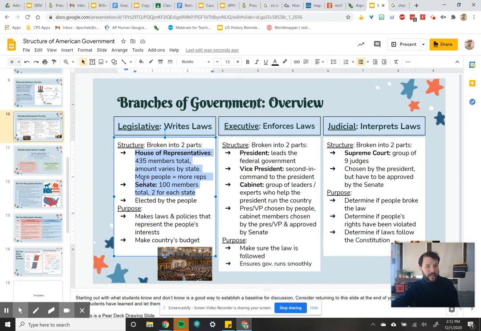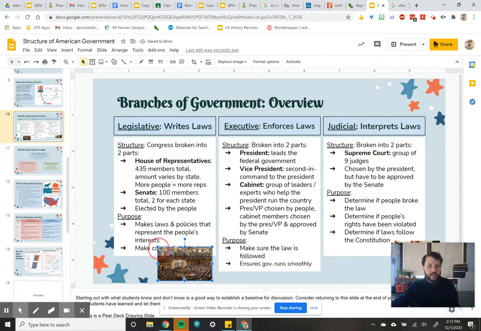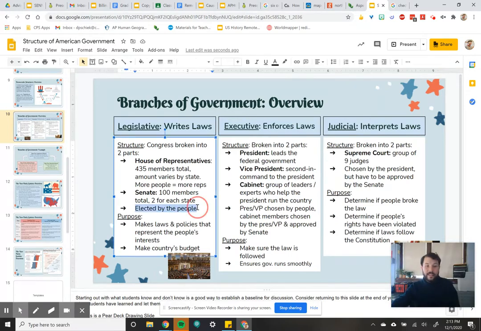It is different in the Senate, and that is the other part of the Congress. So in the Senate, there are 100 members total, and there are 2 for each state. Hold on, I'm going to write one more thing. Congress is broken into 2 different parts. That's an important distinction there. So Congress is broken up into 2 parts. We have the House and we have the Senate. Together, they make Congress. Okay, last thing, in Congress, those folks are elected by the people.